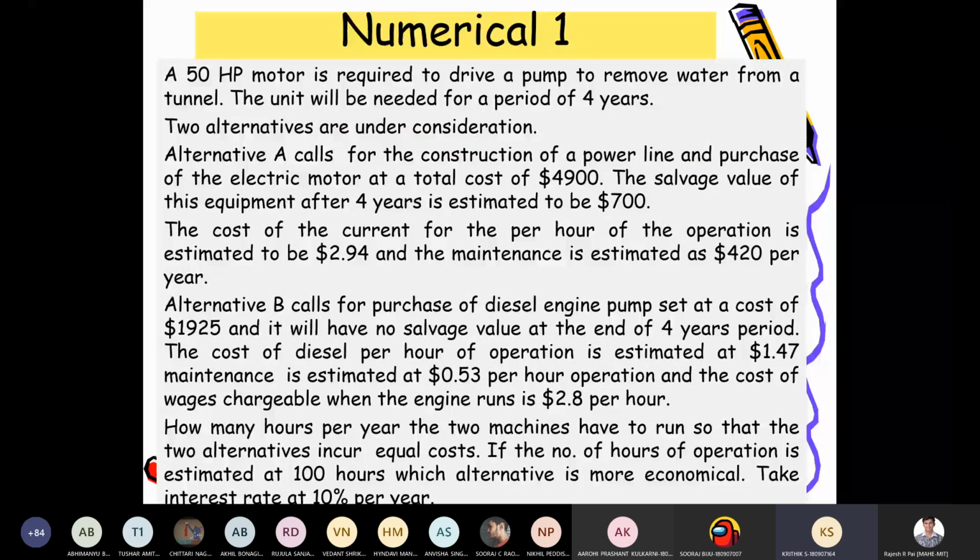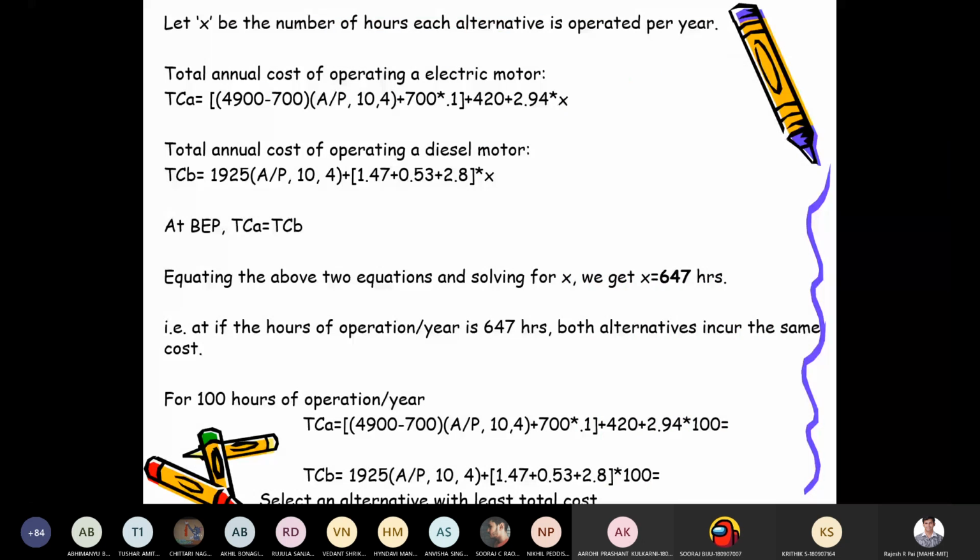So I will show the solution to this numerical from the screen itself. First, we assume that X is the number of hours each alternative is operated per year. So we consider X as the parameter representing the number of hours each alternative is operated per year. Then we calculate the total cost of each alternative. The total cost is nothing but the fixed cost and the variable cost.